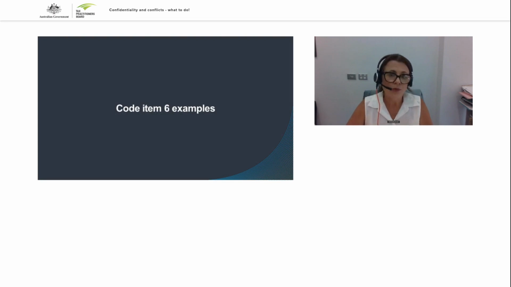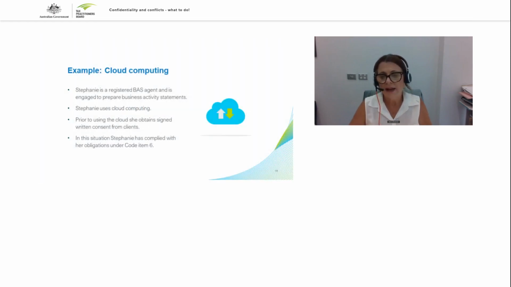So let's have a look at some examples about how confidentiality of client information might affect tax practitioners on a more practical or day-to-day basis. The first one is cloud computing. As you know, most tax and BAS agents are increasingly using the cloud for a range of purposes, such as information storage, lodgement of returns, digital signatures, client information portals, and also just practice management software. As a registered practitioner, you must understand the nature of any cloud arrangements that you enter into, particularly how these arrangements impact the storage of your client's information.